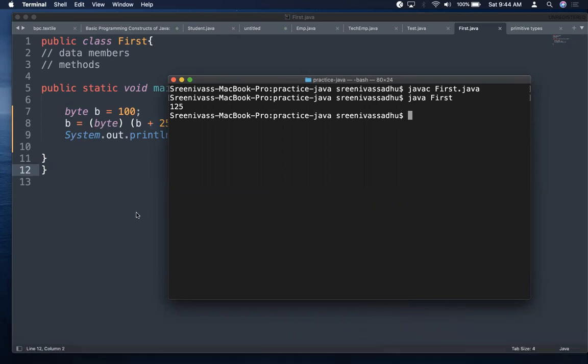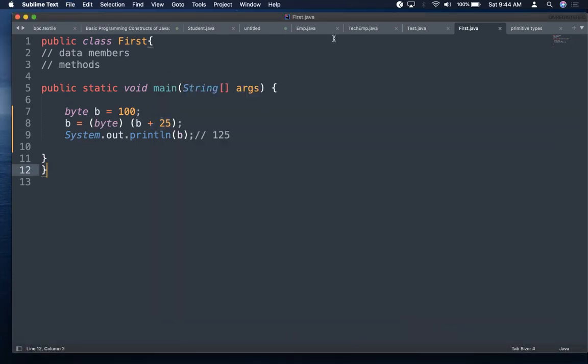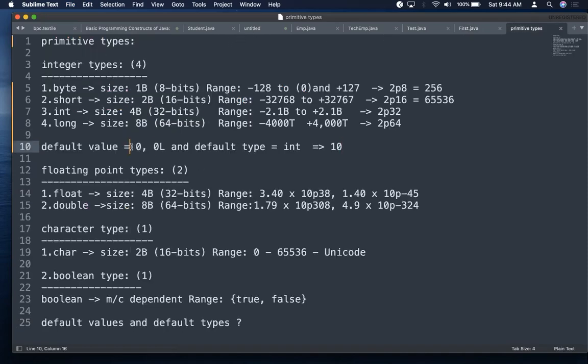Okay, so that's the importance of a default type. And in fact, the default values also are important to understand, because whenever an object is created, the constructor constructs the instance members with their default values initially. So that one has to understand. So that's about integers, and then we move to floating point numbers.